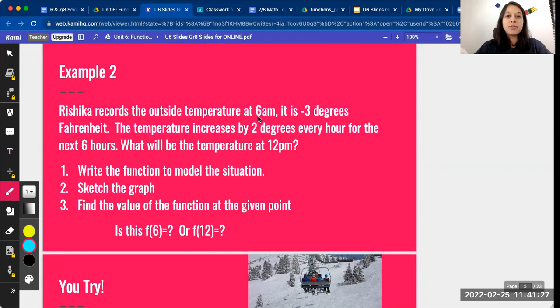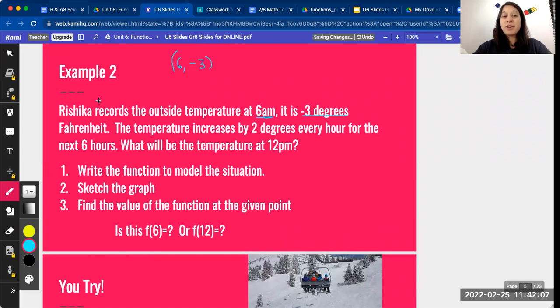I see that she goes outside at 6 a.m. and it's -3 degrees. And then every hour, it increases by 2 degrees. What will the temperature be at 12 p.m.? So we have two kind of ways to think about this, right? One thing is our x is our time. So we could make 6 a.m. be 6, right? And then we know it's 6 a.m. And what's the temperature at 6 a.m.? It's -3 degrees.